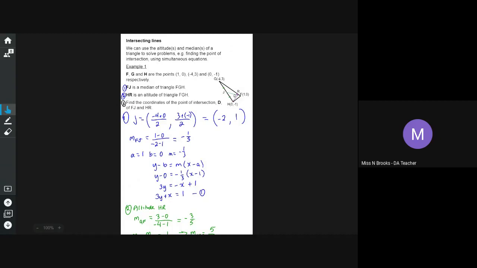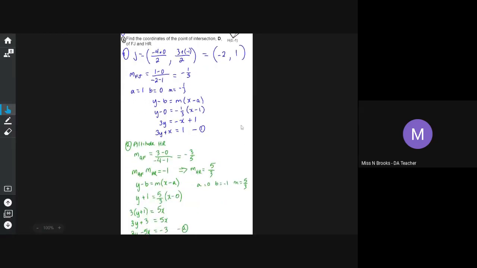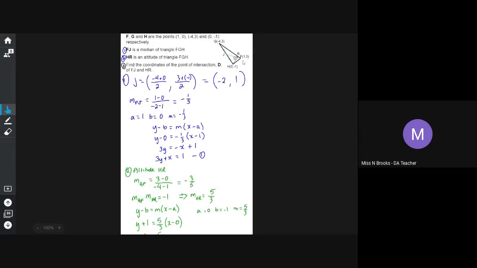Right, next up, the altitude HR. So we need to work out the gradient of GF. So you can see here, we've got 3 take away 0 over -4 take away 1 equals -3/5. We then know that m_GF times m_HR is going to equal -1. So m_HR is going to be the reciprocal, 5/3, and then change the sign, so it's going to be positive.